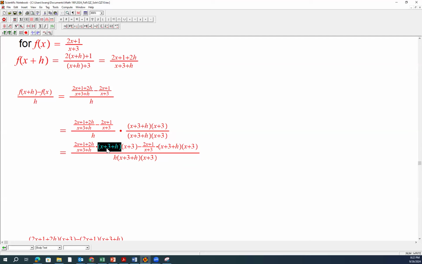As you can see, this piece and that piece will reduce. The numerator will be left with, after these 2 are gone, 2x plus 1 plus 2h, multiplied by x plus 3. That's this term. And similarly, the x plus 3 will reduce. So we got 2x plus 1 left in parentheses, and x plus 3 plus h. All right, so that's our second step. You can actually go to this step directly. I did see some of you do that.